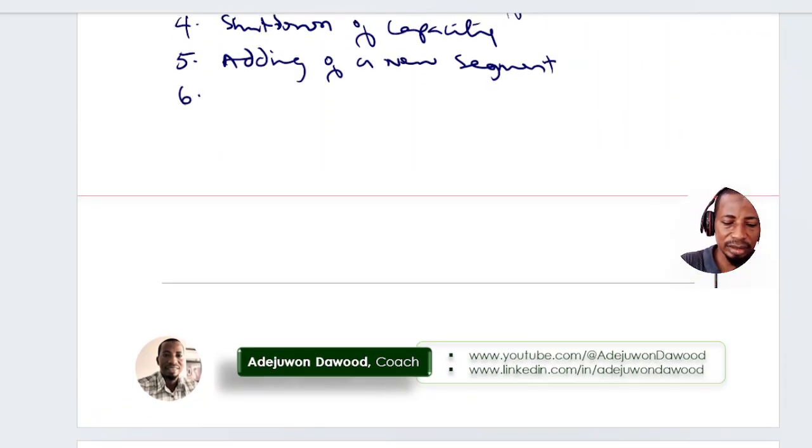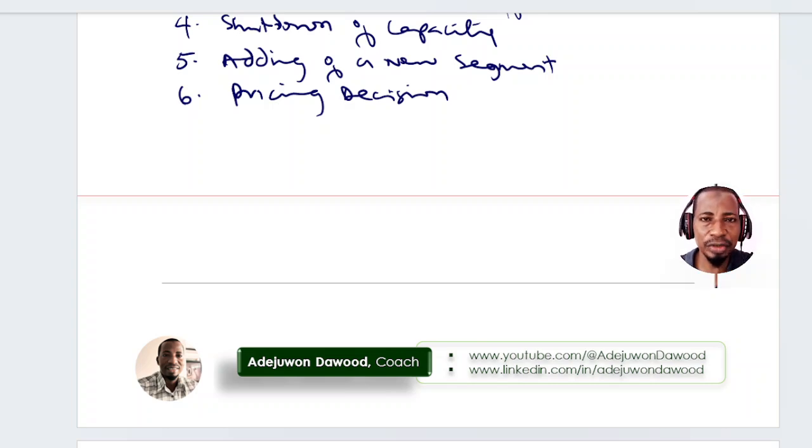Then number 6, you can use marginal costing concepts in pricing decision. In pricing decision, you want to know what price to charge for your product or service. Should we use skimming pricing? Should we use penetrating pricing, full costing, marginal costing? Of course, pricing decision is a topic on its own in performance management, so we are going to discuss this separately.